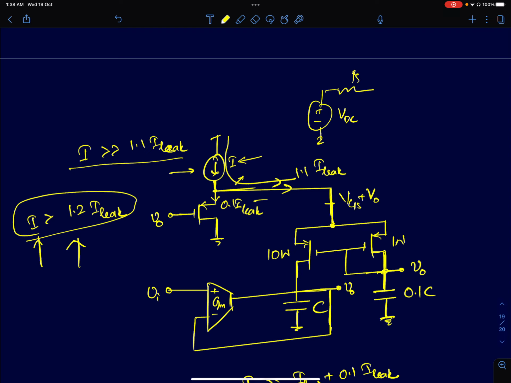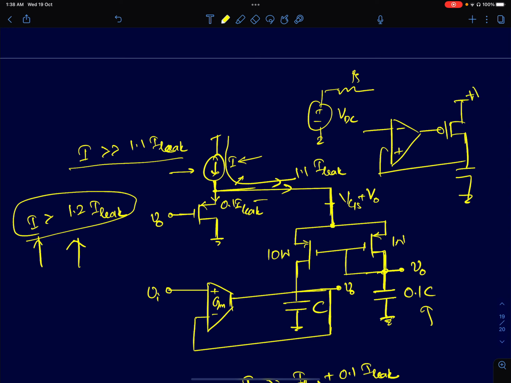If you go back to the previous lecture, I don't end up wasting current there, because the negative feedback takes care of ensuring the voltage across the capacitor is V naught. So it will adjust. Just to quickly refresh your memory, the circuit looks something like this. You have a PMOS device. Here this is connected to the supply voltage, and the current flowing here is 0.1 times I leak.